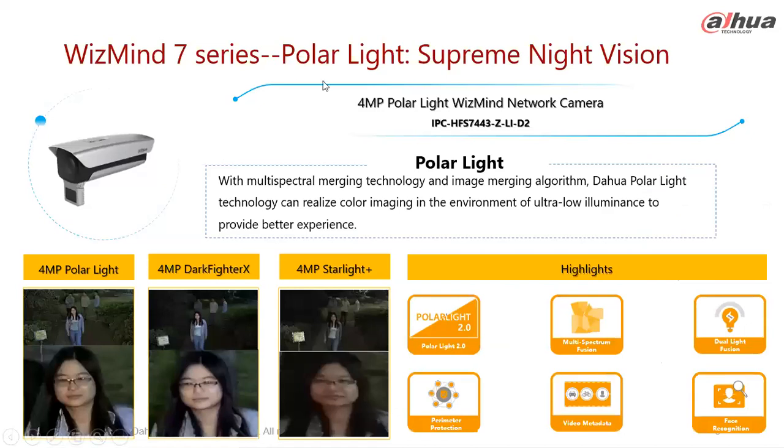Functions for Wizmind 7. Another function is Polar Light, supreme night vision. While we were doing the camera introduction, we talked about Starlight. Now we are talking about Polar Light. Polar Light is like a better version of Starlight. It does color imaging in environments of low illuminance, so in dark scenarios you get to have clear images. And after Polar Light, we now have full color cameras.